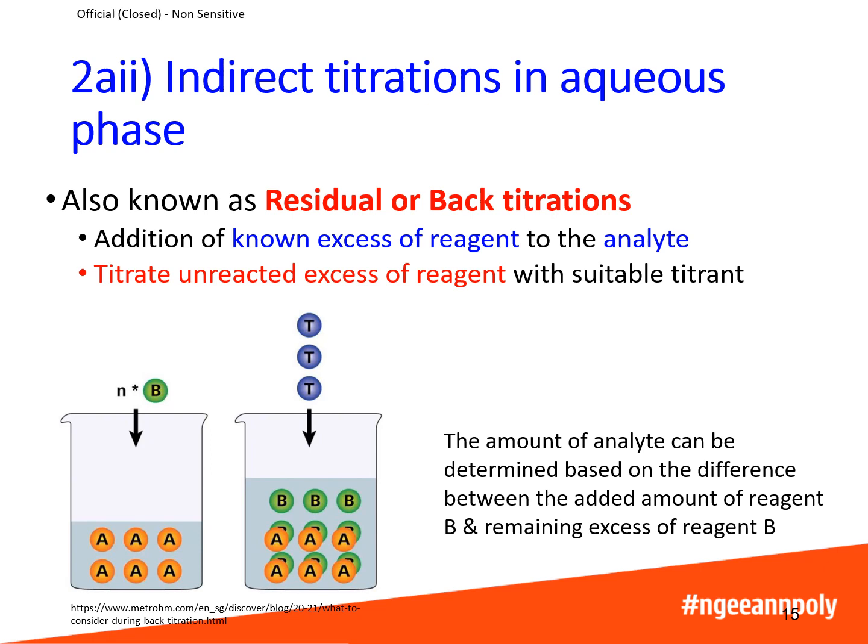Let's take a look at the diagram which illustrates how indirect titrations are done. So in the beaker on the left, this is the first step. In the first step, an exact volume of reagent B is added to the analyte A. This reagent B is added in excess, so there is remaining unreacted reagent B. In the second step, which is on the right, this remaining reagent B is then titrated with a titrant T. The amount of analyte A can then be determined from the difference between the added amount of reagent B and the remaining excess of reagent B.